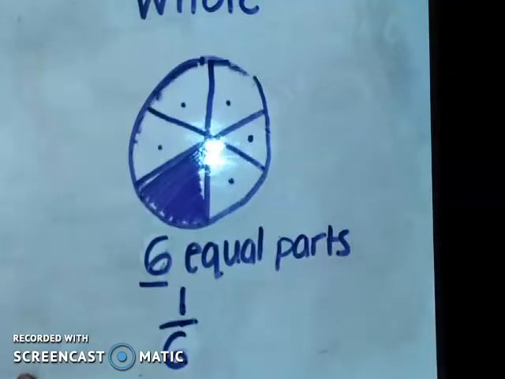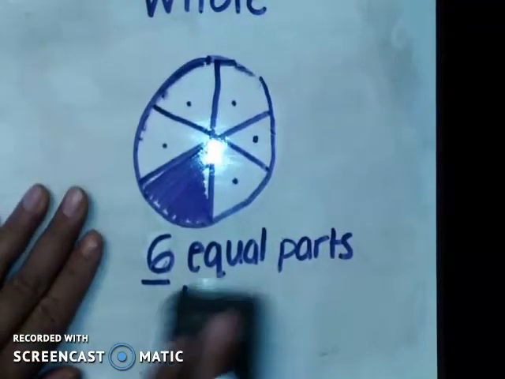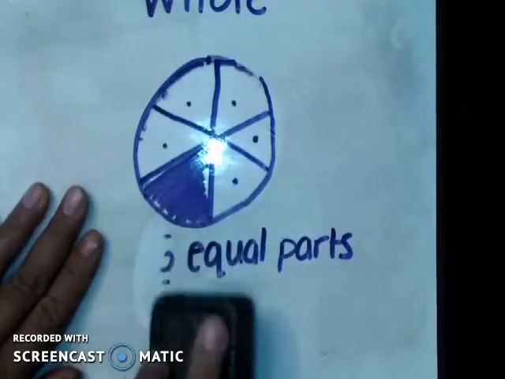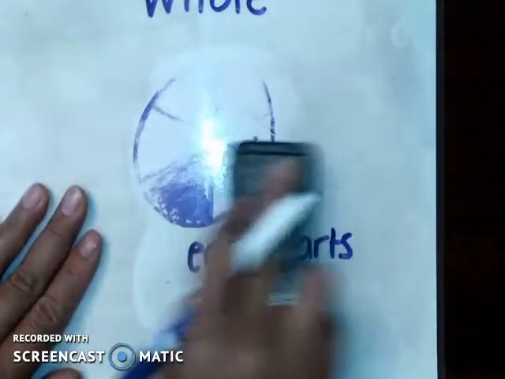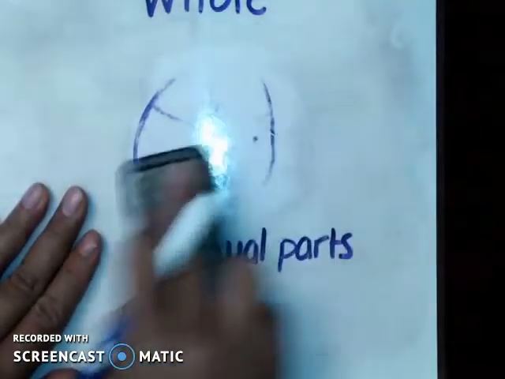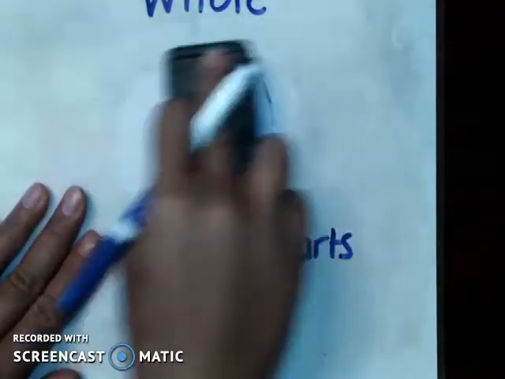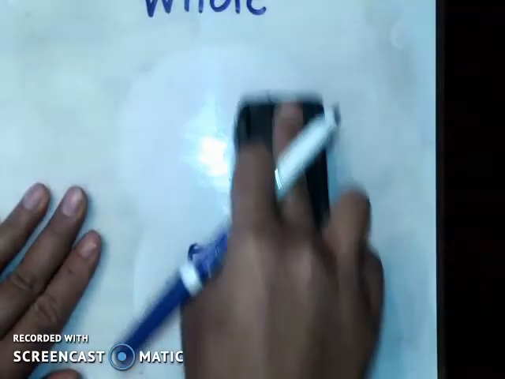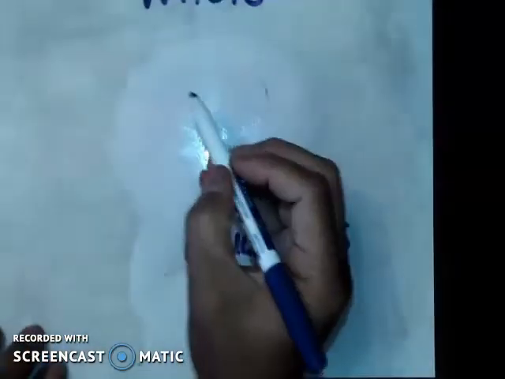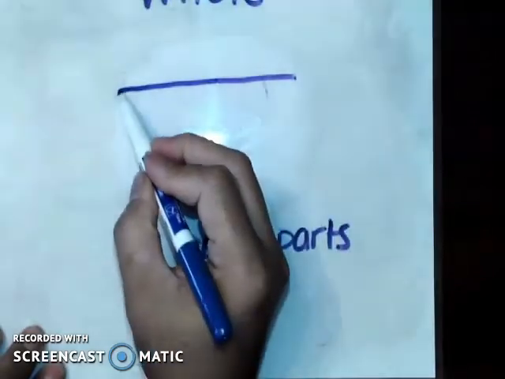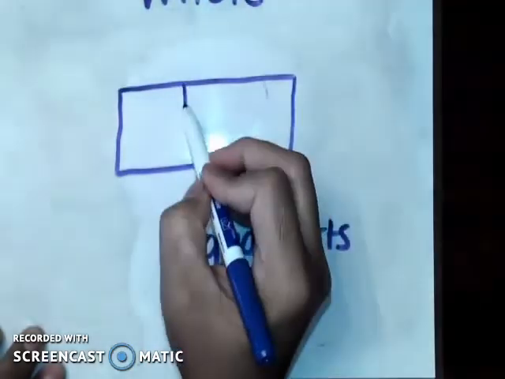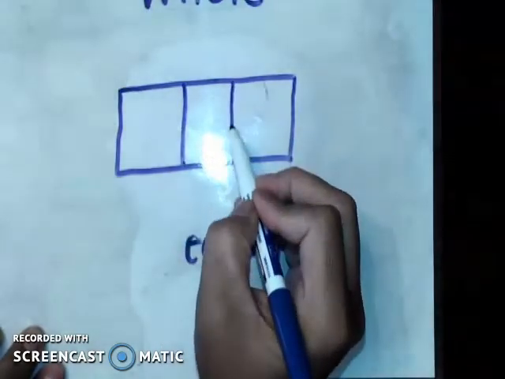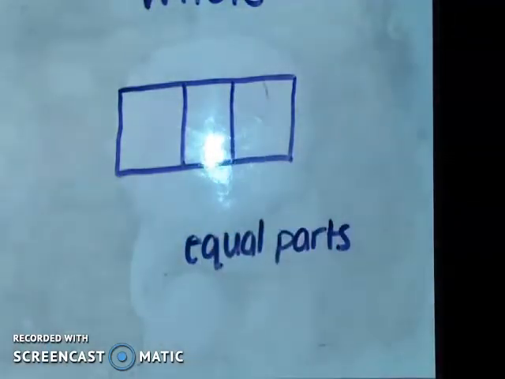Okay, let's take a look at yet another type of shape. Let's do a rectangle, and we're going to split it into 3 equal parts. So pause where you need to, boys and girls, and split your rectangle into 3 equal parts.